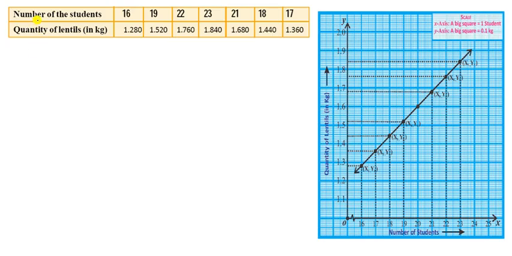Let us see the number of students, that is 16, 19, 22, 23, 21, 18 and 17, and the quantity of the latents in kg. So you can see here 1.280, and it is 1.520, it is 1.760, it is 1.840, it is 1.680, and it is 1.440 and 1.360. So what will happen? It is the given quantity.